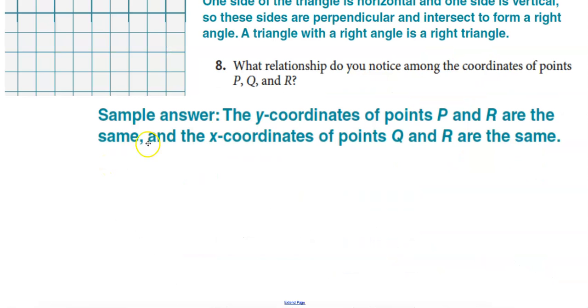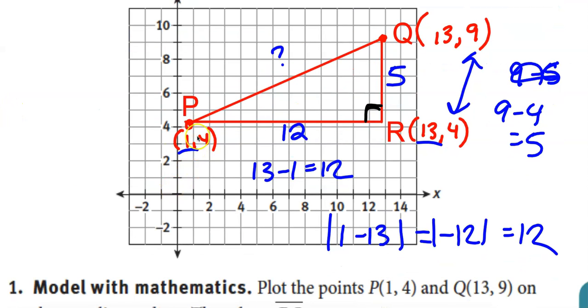So hopefully you said something along the lines of the x coordinates of Q and R are the same, and then the y coordinates of P and R are the same. So let's take a look at that real quick. If I look at P and R, they have the same y value of a 4, and if I look at Q and R, they have the same x value of a 13.